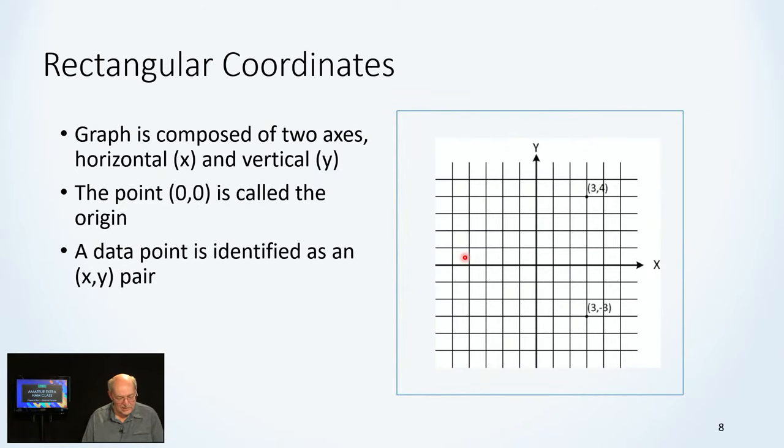So a little bit more on rectangular coordinates. A graph is composed of two axes, a horizontal and a vertical. Here's the horizontal, here's the vertical, called the x and y axes. The point 0, 0 is right in the middle. And then a data point is defined as an XY pair. So in this case, let's define this point here. We go over 1, 2, 3 spaces, and we're going to go up 4. So 3, 4 represents this point on the map.